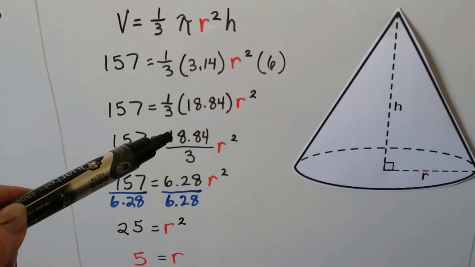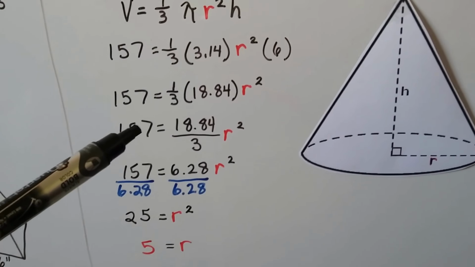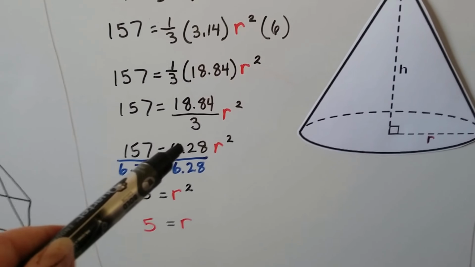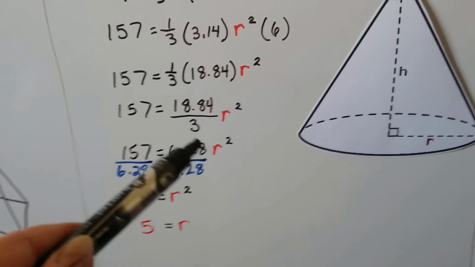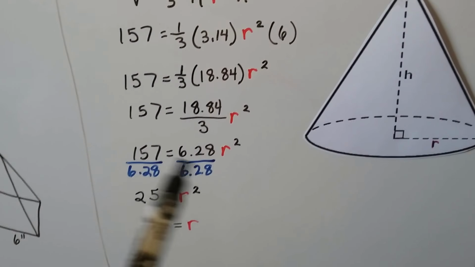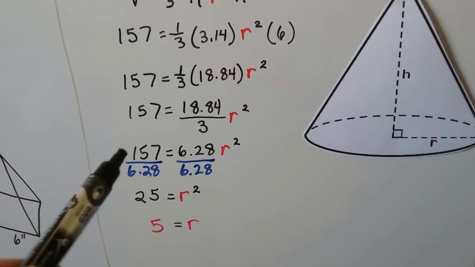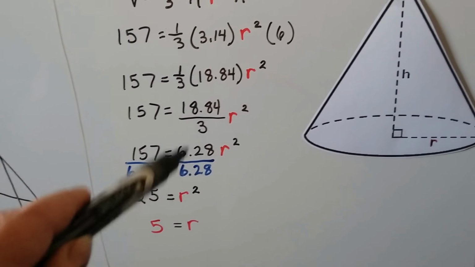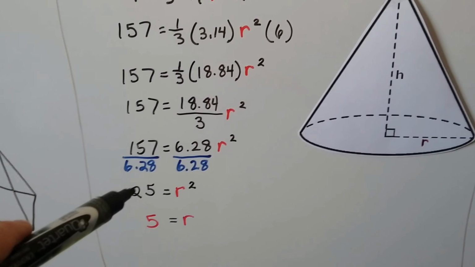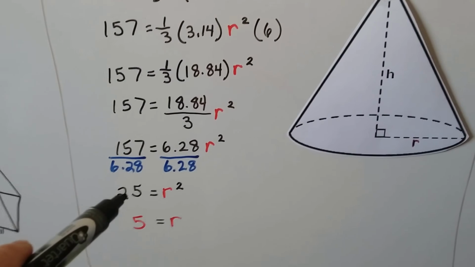Now we have 18.84 divided by 3 times radius squared is going to equal that 157. We do the division and we get 6.28. So now we have 6.28 times radius squared equals the 157. We divide both sides of the equal sign by this 6.28 to get the r squared by itself. And when we divide, that turns into a giant 1, same numerator and denominator, right? When we divide 157 by the 6.28, we get 25. So now we have 1r squared is equal to 25.